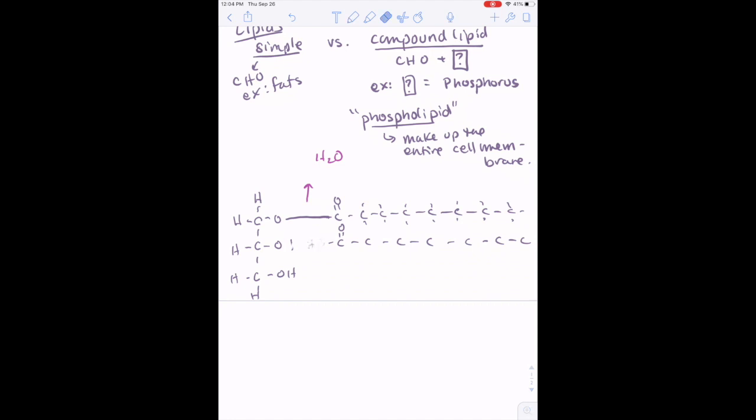Okay, we'll dehydrate this here, and now these are connected, and here we have a diglyceride. This is a diglyceride. Two fatty acids attached to a glycerol molecule right there. For the phospholipid, instead of attaching a fatty acid molecule at this third OH group, a phosphate group is going to be added instead.